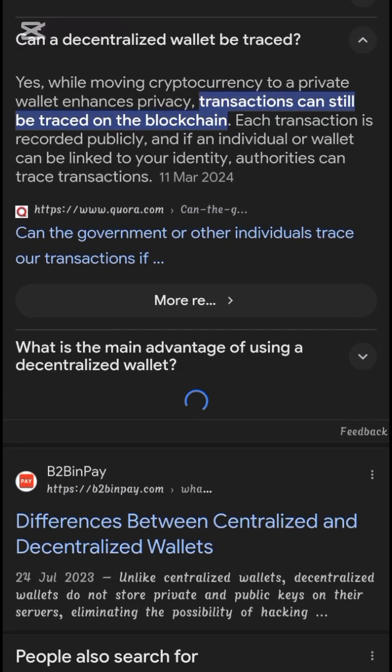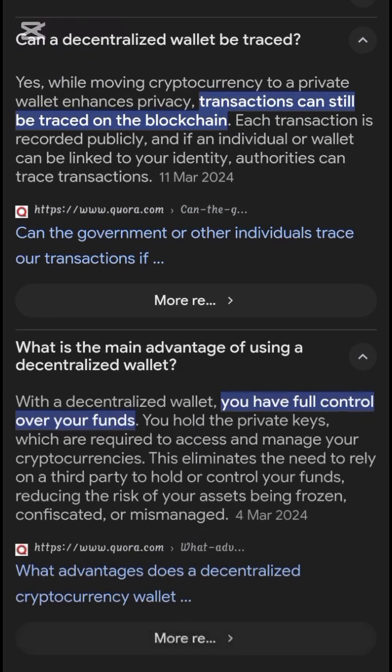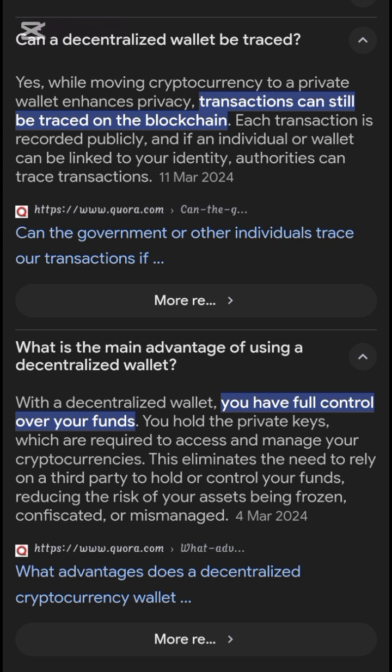What is the main advantage of using a decentralized wallet? With a decentralized wallet, you have full control over your funds. You hold the private keys, which are required to access and manage your cryptocurrency. This eliminates the need to rely on a third party to hold or control your funds, reducing the risk of your assets being frozen, confiscated, or mismanaged.